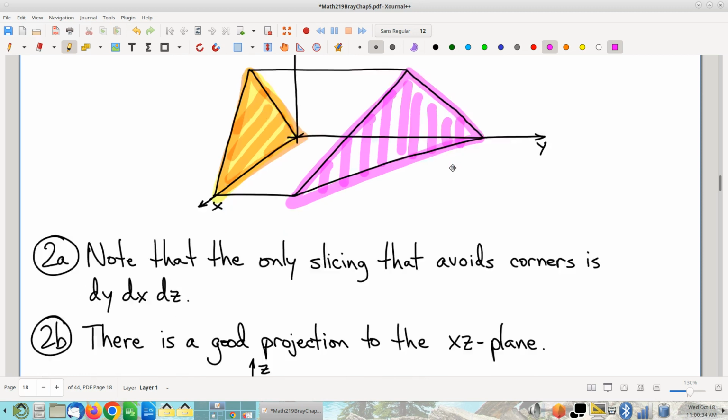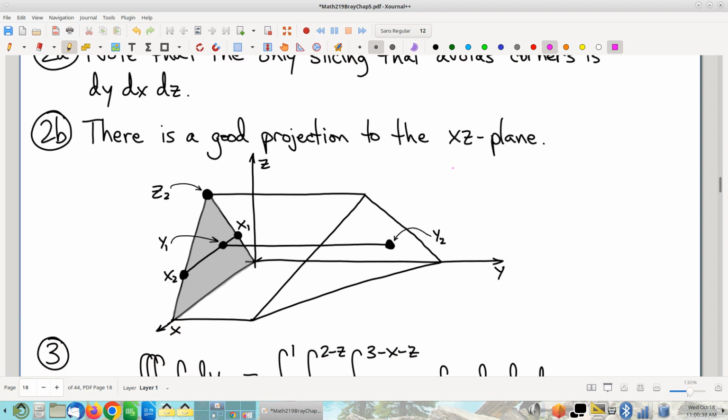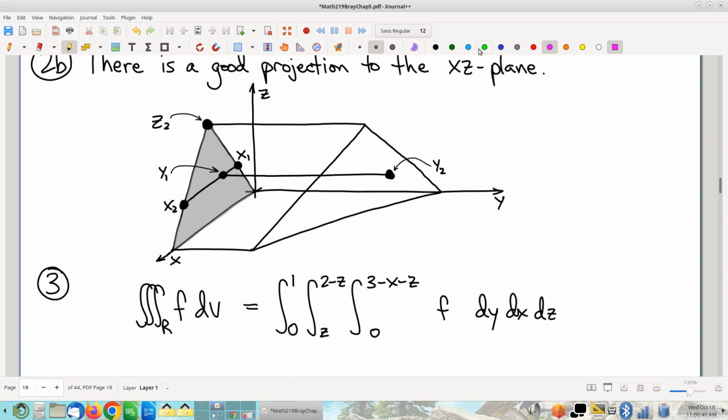And so, details to be filled in. I want y'all to think this through. If you project into here, that triangle, you slice up in the X and Z directions and get these bounds. Make sure you can fill in those blanks.